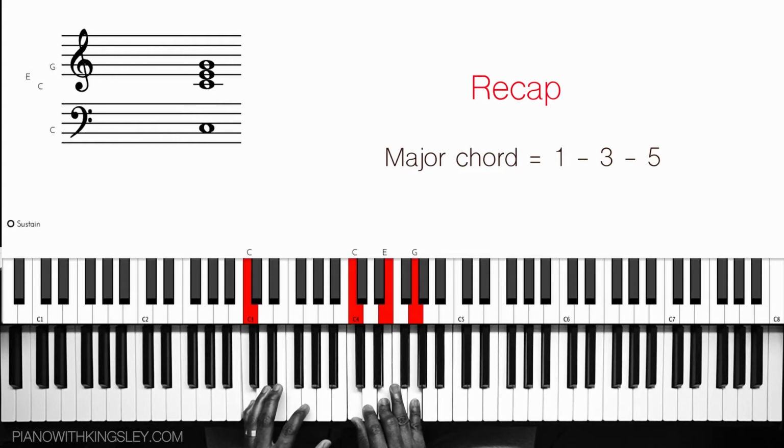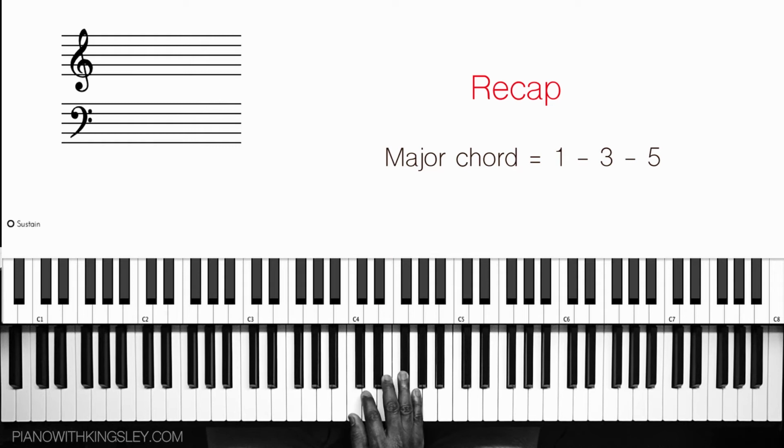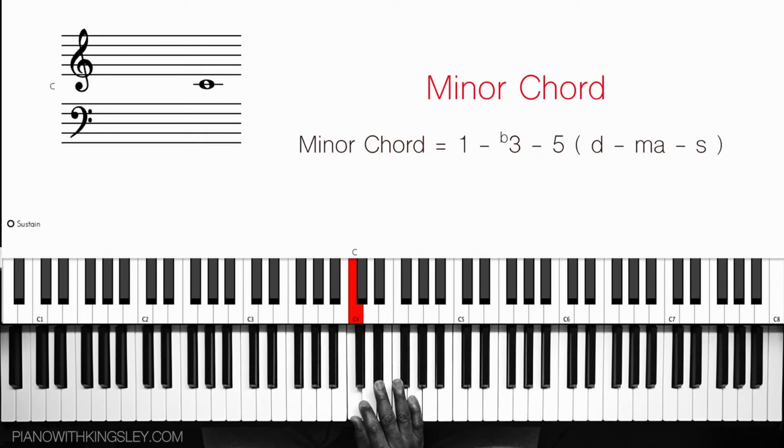On your left, you're playing the 1 and the 4. To play with the right hand only, you have the 1, 3, 5. In order to build a minor chord, the easy approach: the minor chord is a 1, a flat 3, and a 5. So 1, the flat 3, and the 5.